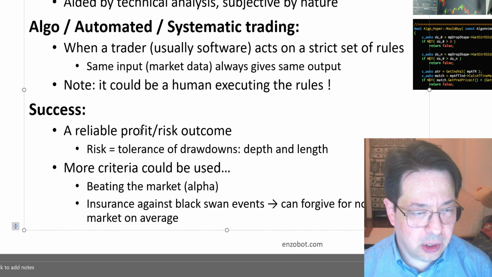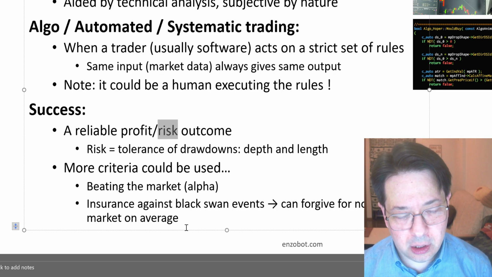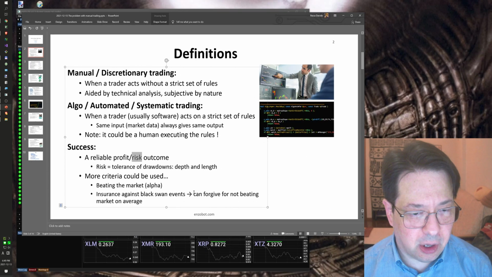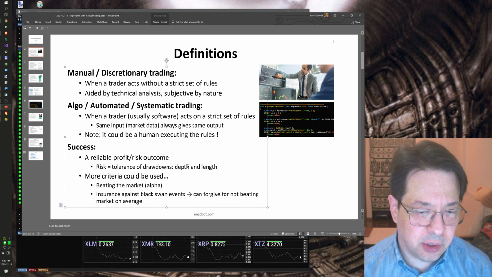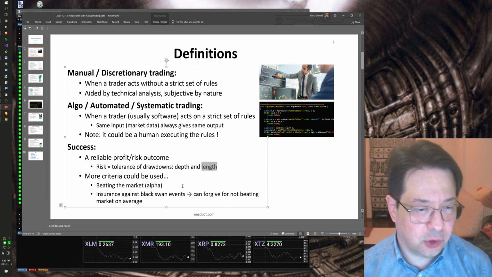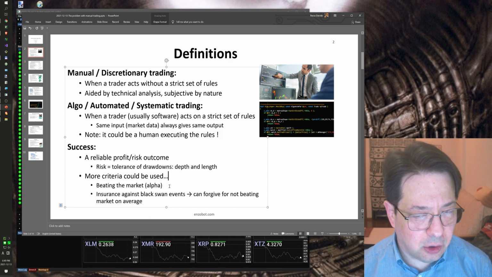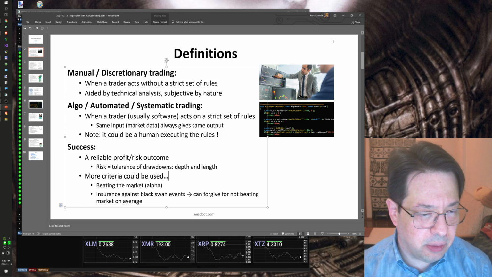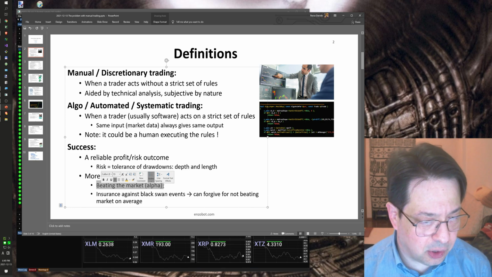And then I guess we also have to define what is success in terms of trading. The way I see it, it should be a profit that is reliable and also divided by the risk. By risk I mean tolerance to drawdowns, both in terms of depth and length. Depth is more important, but length should also be considered to some degree. And there could be more criteria used to define success. One could be beating the market, so even if you're not profitable, as long as you do better than the market, so your alpha is positive.